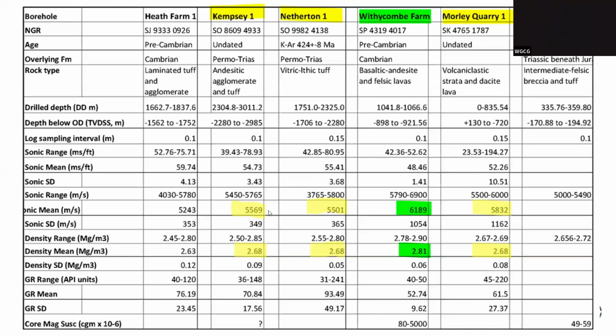There we go. Withycombe Farm, Banbury, a BGS borehole drilled in the 1960s. The interesting thing is the sonic velocity is over 6 kilometers a second, and the density is greater. That's because it's mainly mafic rocks. So the very interesting thing is that this Withycombe Farm borehole is sitting between more silicic, more felsic rocks with lower sonic velocities and lower densities. Okay, so what's that about then?